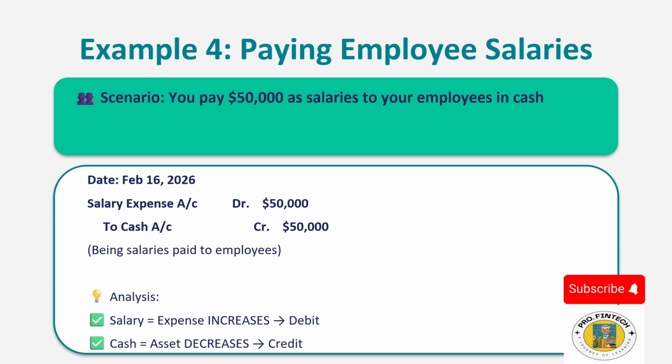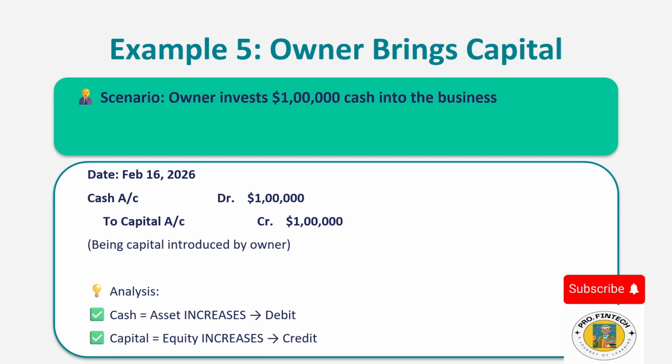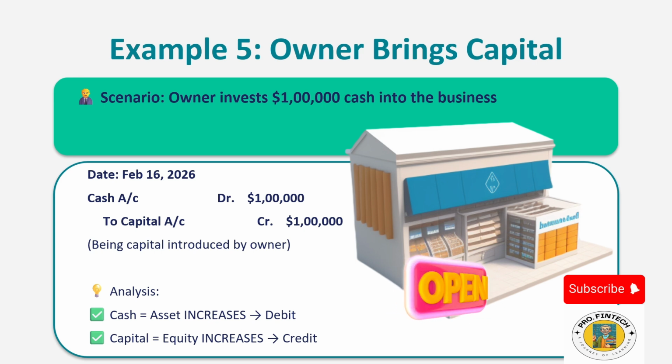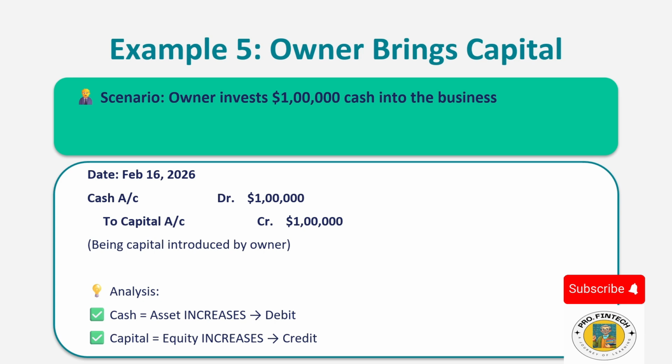Expenses go up, debit. Cash goes down, credit. Simple as that. Example 5, owner brings capital. Let's say you are starting a new business and you invest $100,000 of your own money into the company as startup capital. How would we record this?